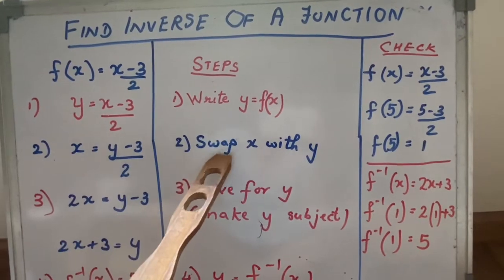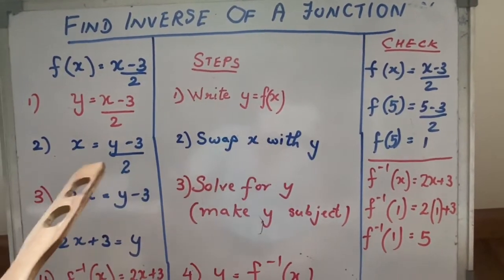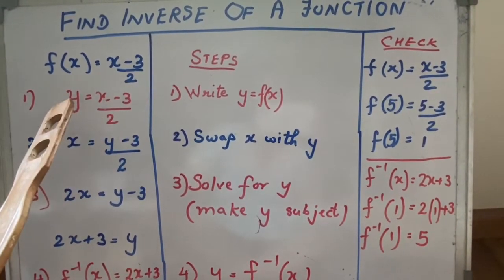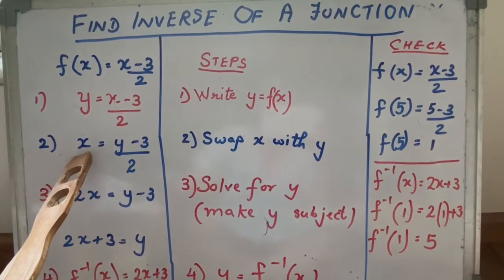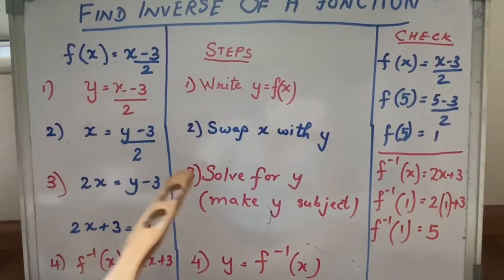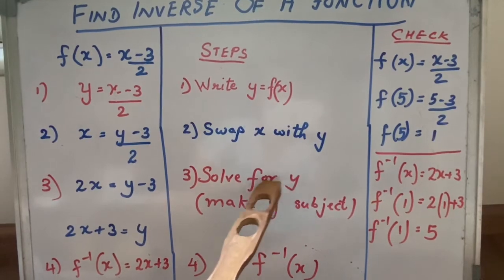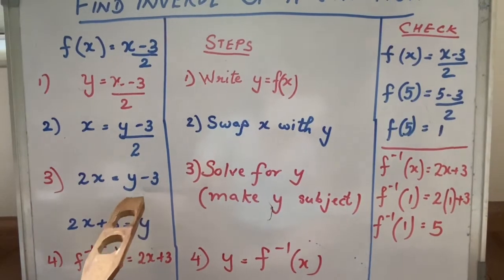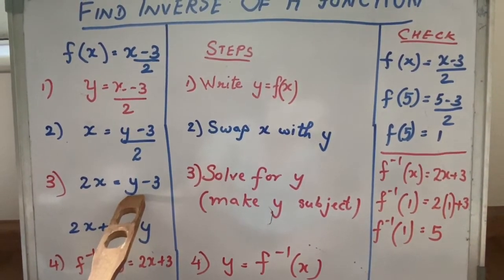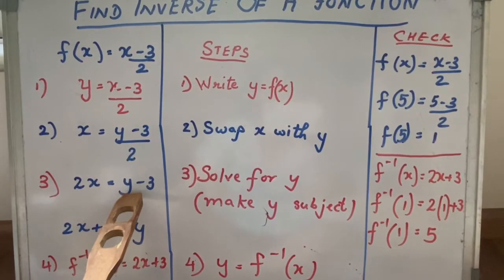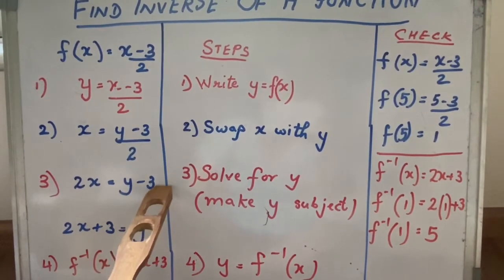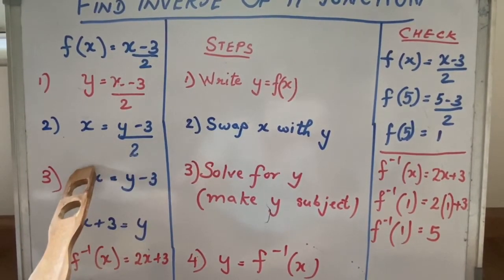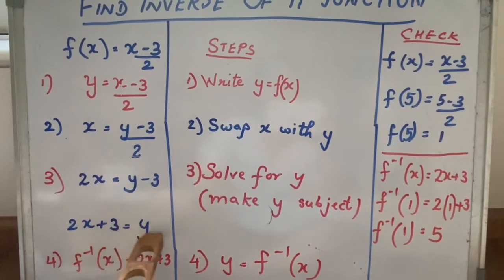Step 2. Swap x with y. So wherever you have your x, you will replace it with your y, and wherever you have your y, you will replace it with your x. Next step, you solve for y. That is what we do, make y the subject. So keep y on one side. Whether left side or right side does not make a difference. You have to just keep y on one side and bring everything else on the other side. So in this case, minus 3, bring it on this side, which will give you 2x plus 3 is equal to y.